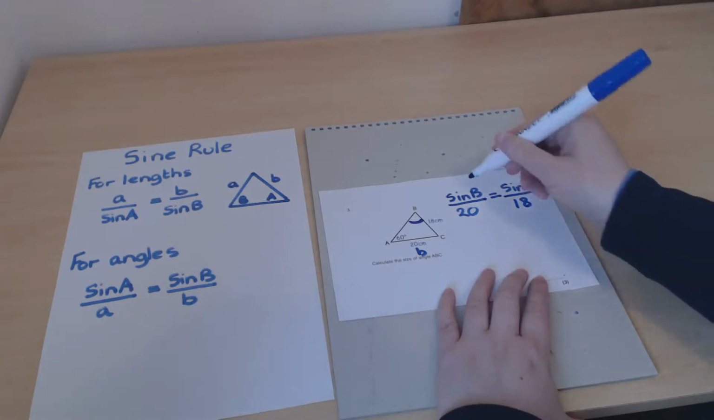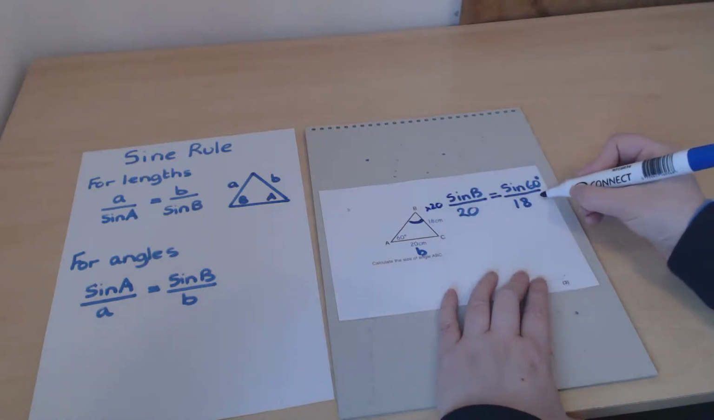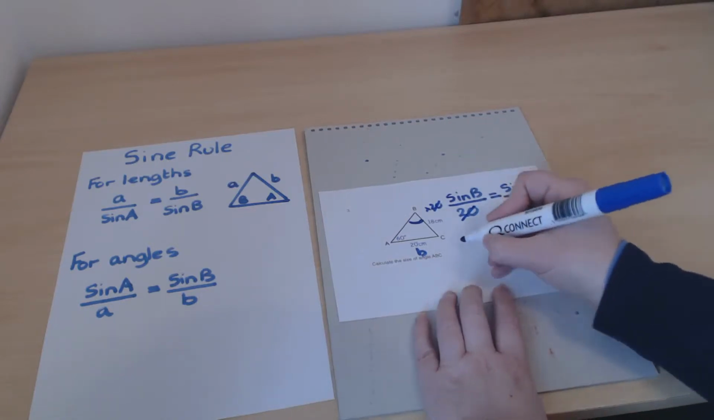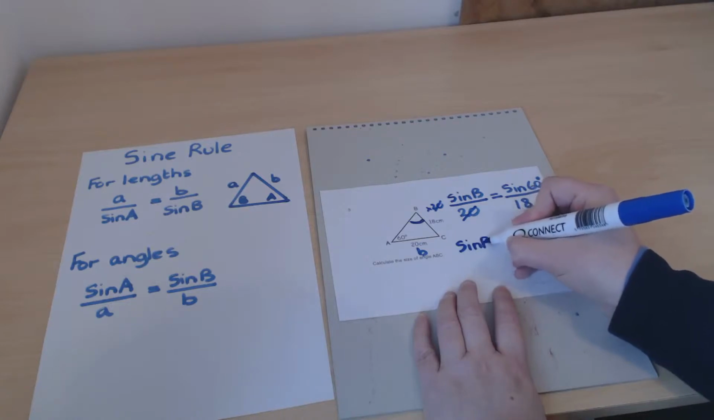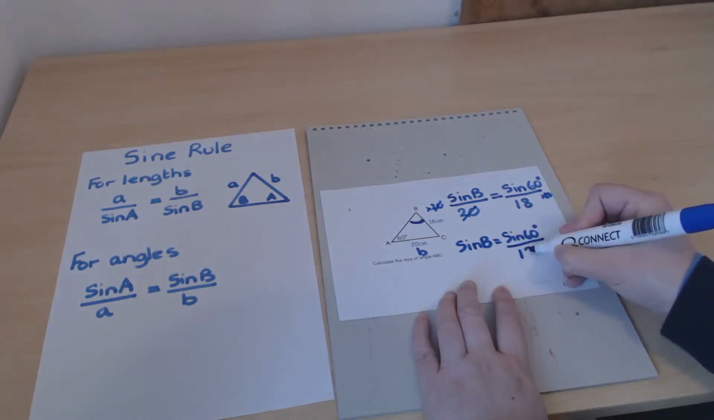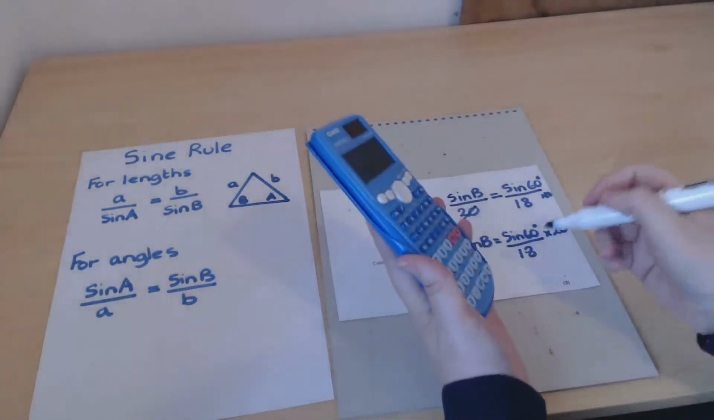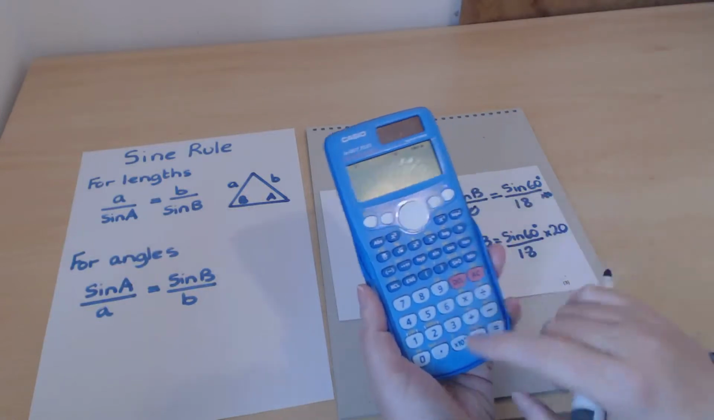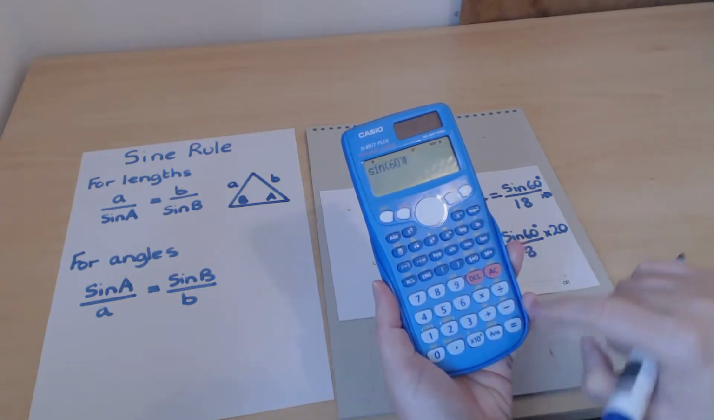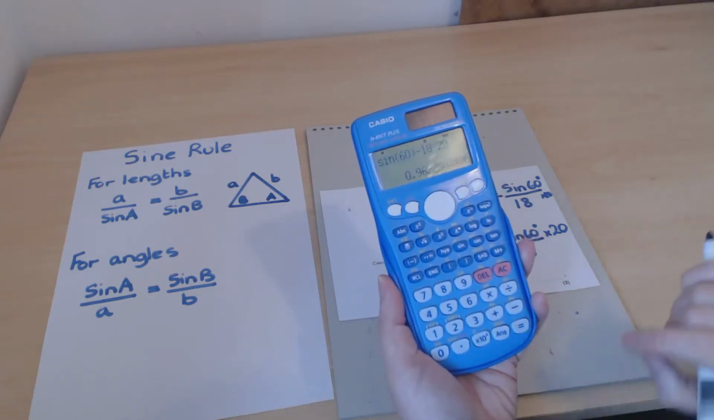So what we need to do now is get sine B all on its own. So we do that by multiplying both sides, because we always have to do both sides, by 20, because then that 20 will cancel with this. So we will end up with sine B equals the sine of 60 degrees divided by 18 multiplied by 20. Okay, so let's put that in. So we want sine of 60, close the brackets, divided by 18, and then multiplied by 20. So let's see what we get there.